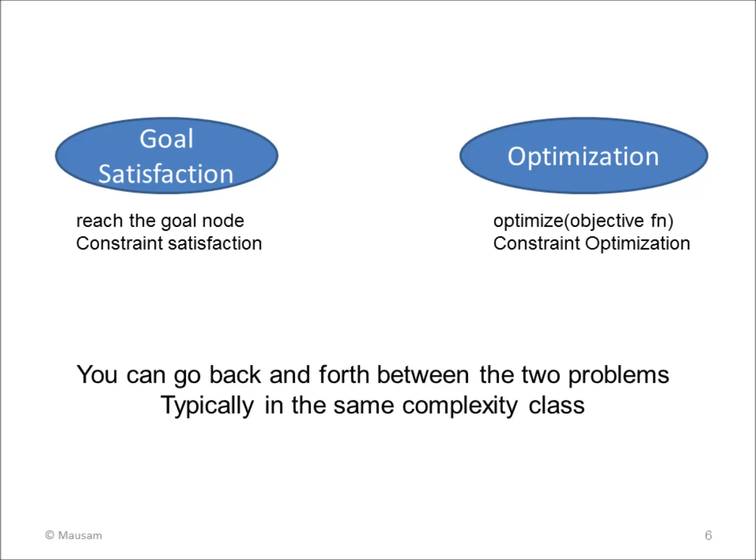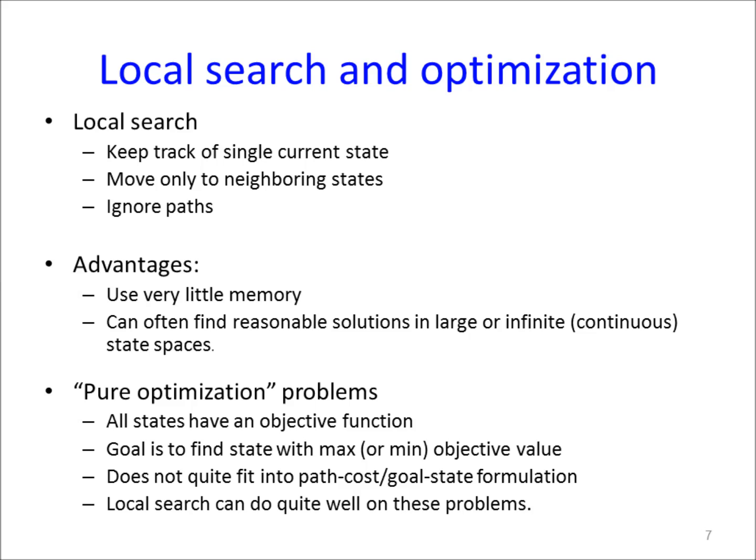In terms of complexity classes also, they are usually in the same complexity class. So this is what we're going to do today, right now. Local search keeps track of a single state. That's why it's called local. It has no understanding of how it came from, what search tree got explored, nothing. The only thing it knows is where I am today, right now, at this present moment of time. It lives in the present. Isn't it nice? It moves only to its neighbors, and that is why it's called local.